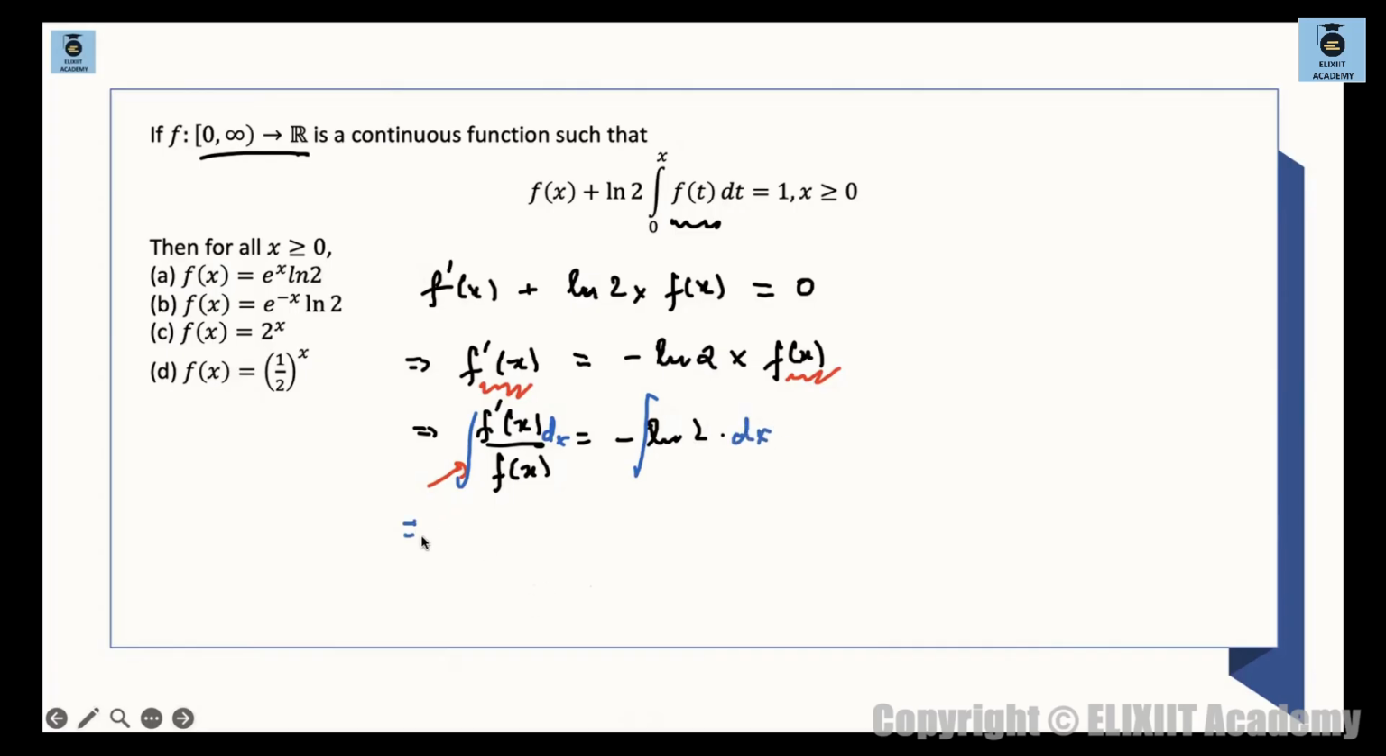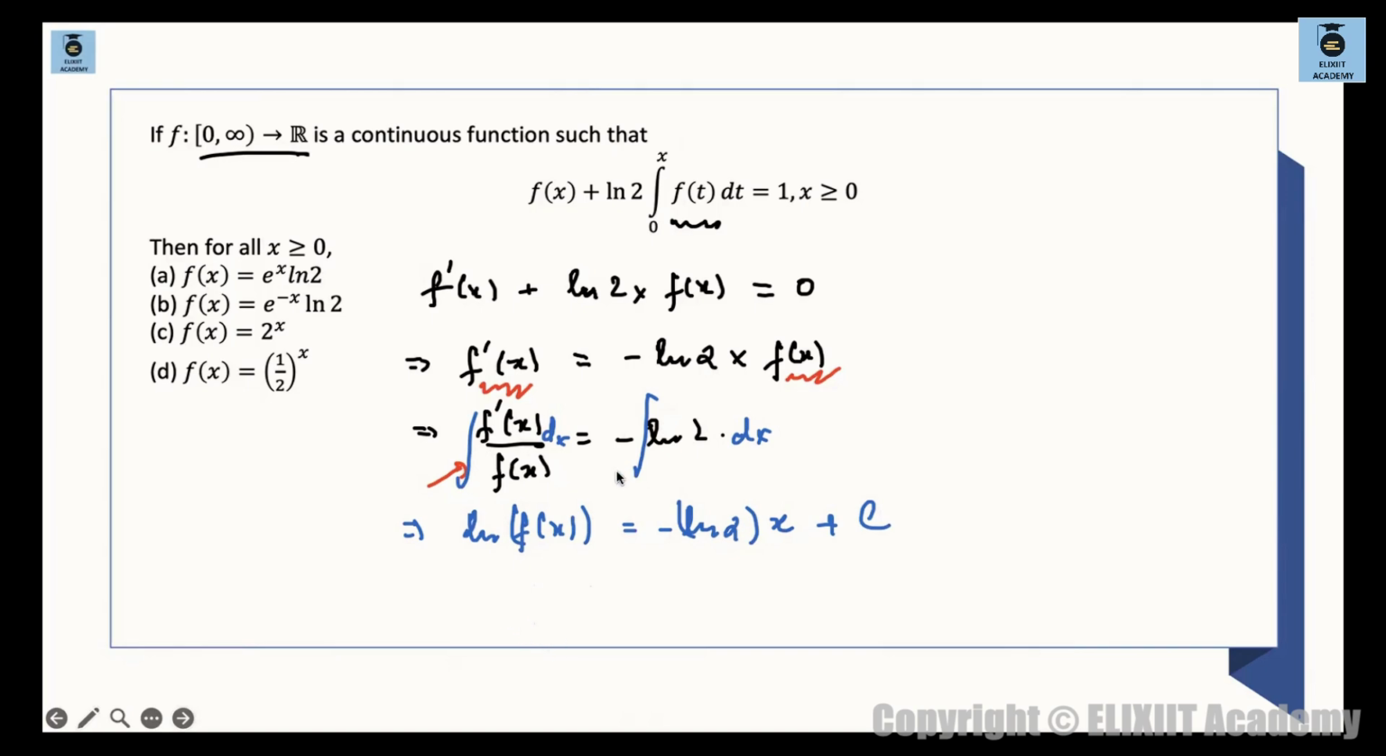And in this case, this left hand side will become ln f(x) and right hand side will become minus of ln2, which is just a constant, integration dx, which is x only. So minus of ln2 times of x. This is what we are having. And then plus c. Okay.